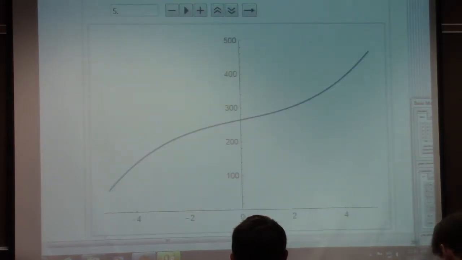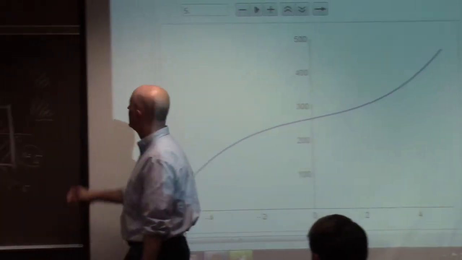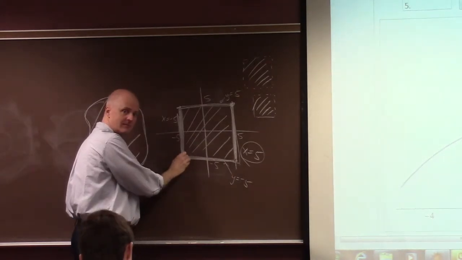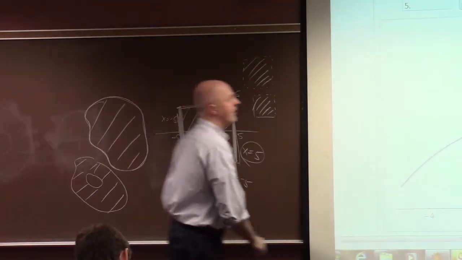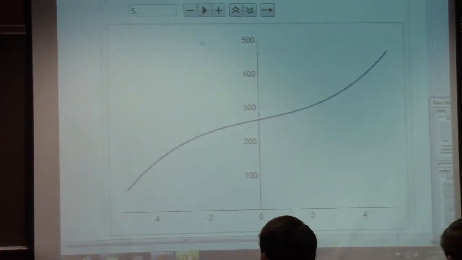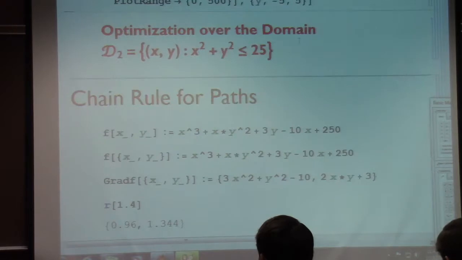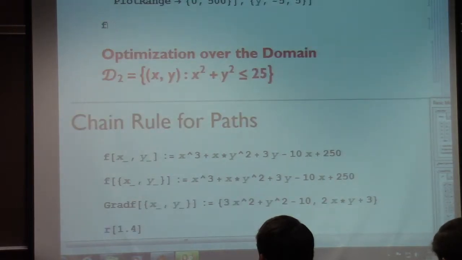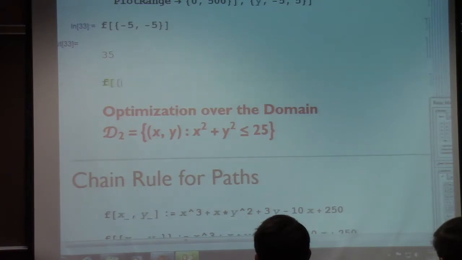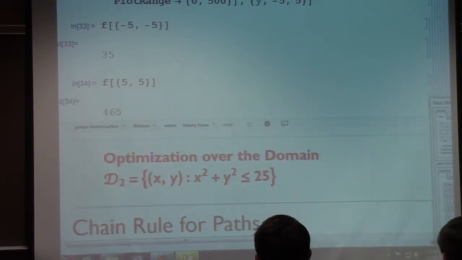Based on this analysis, the global max value is going to occur right there, and the global min value is going to occur right there. The global min value, I guess, was 35. I think I remember that from the previous class. f of -5, I think, is 35. Yep, that's the lowest output of the function. f of 5 is going to be the highest, and that's 400 something, close to 500, 465.